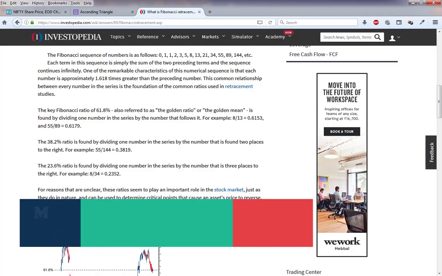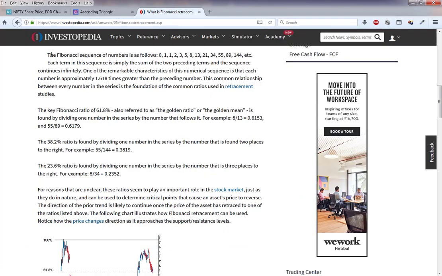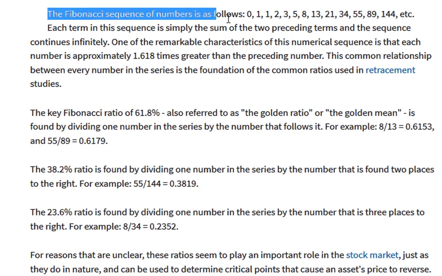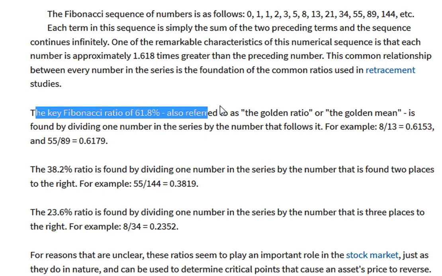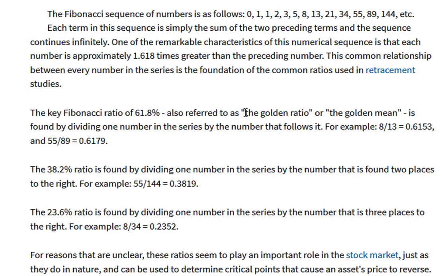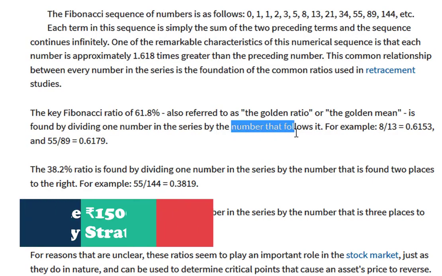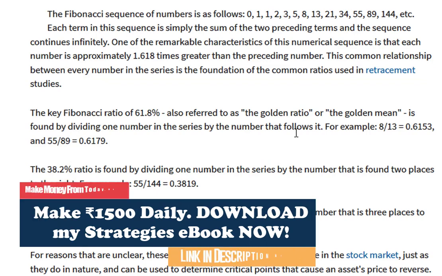First of all, what is Fibonacci retracement? There is a Fibonacci series, or a sequence of numbers, which was created by Leonardo Fibonacci. The golden ratio, the golden mean, is found by dividing one number in the series by the one which follows it. So what are Fibonacci sequences?